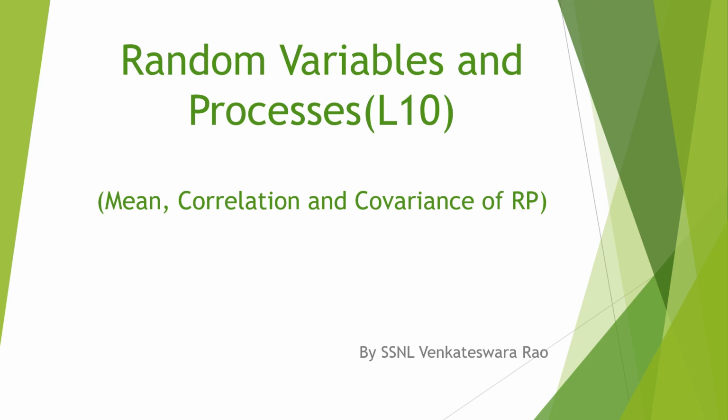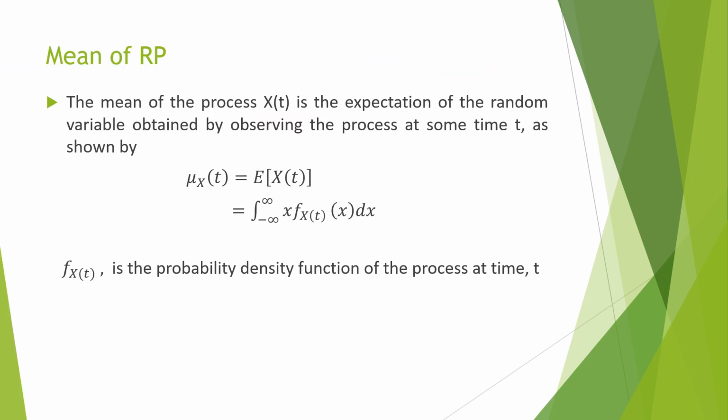In this video, we discuss certain terms associated with random processes, namely the mean, correlation, and covariance. Now, what is the mean of a random process?